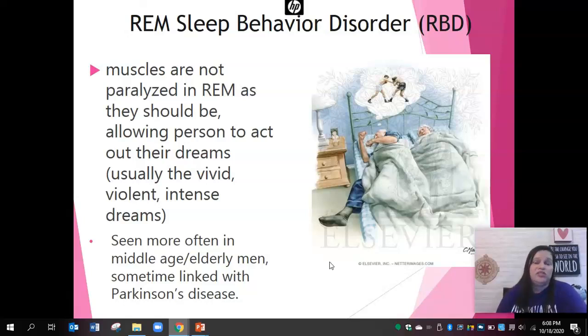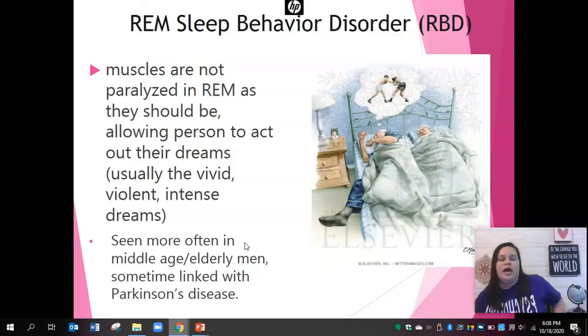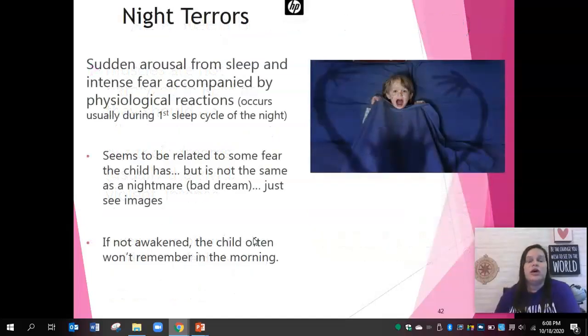It can be especially dangerous just because they're moving around. They could be flailing their arms and could hurt somebody, like their partner that they may be sleeping with. It can involve sleepwalking, and they can injure themselves. Seen more often in older men and is linked to Parkinson's disease as well.